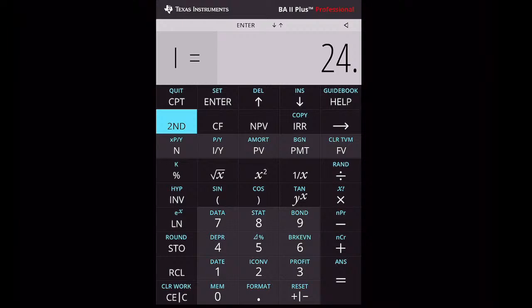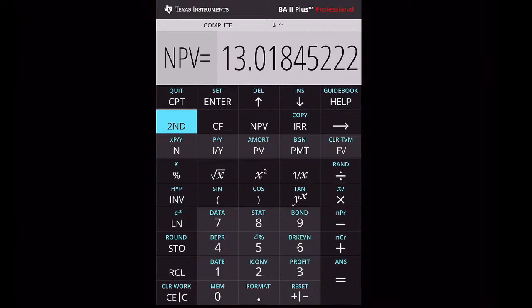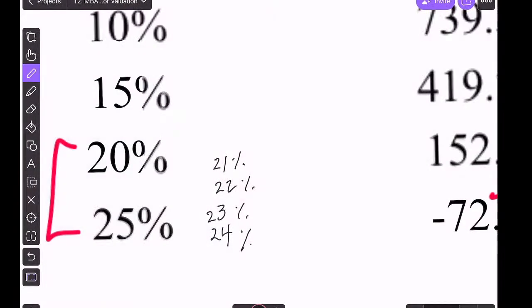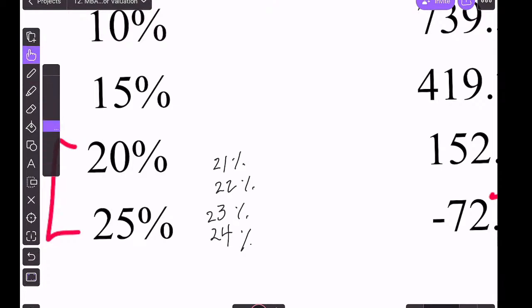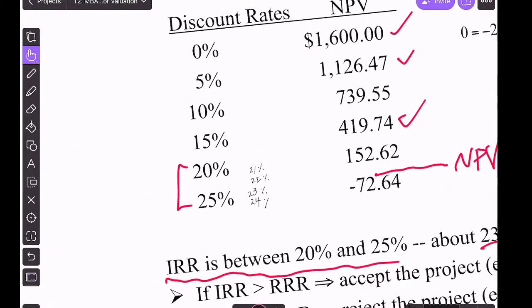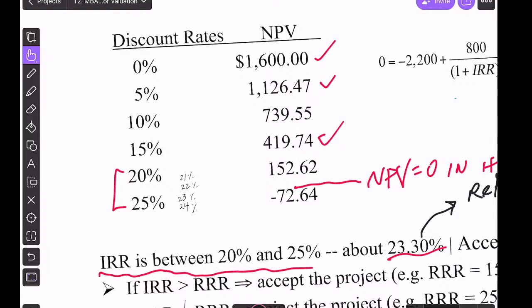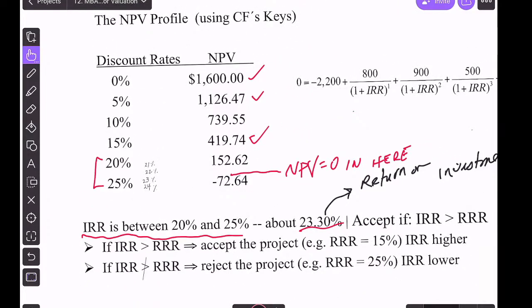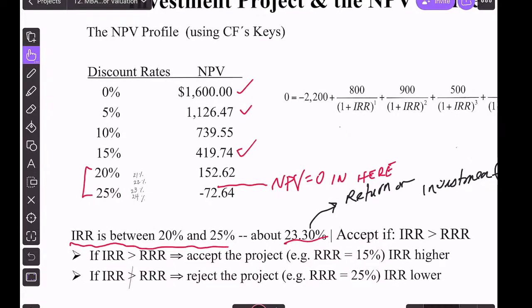So I enter 24 and I ask for NPV and it went negative. So what happened is that as I was changing the discount rate, the NPV crossed over from a positive, valuable, profitable project to a not profitable project.